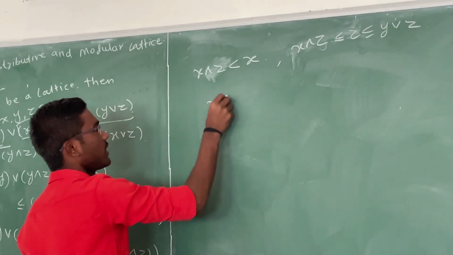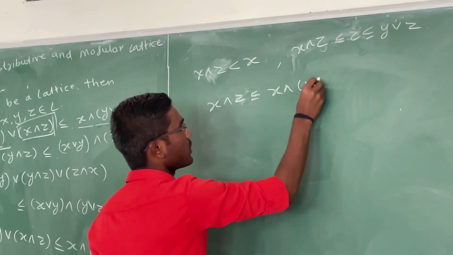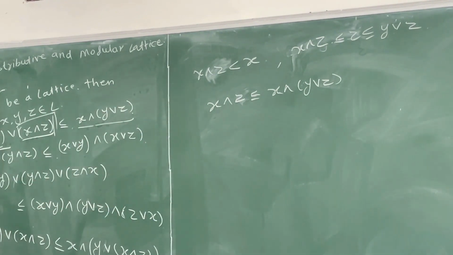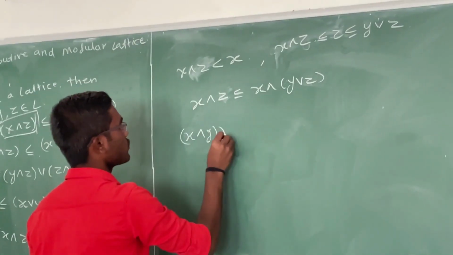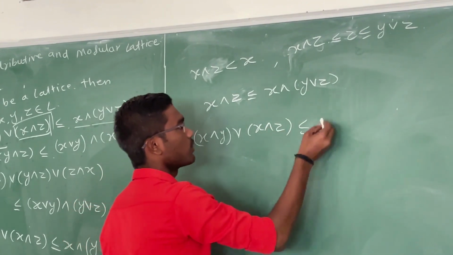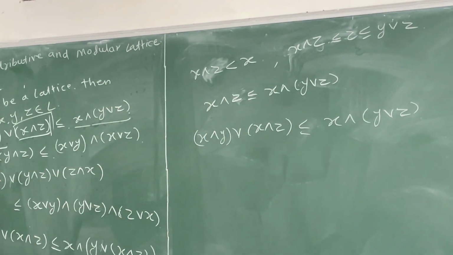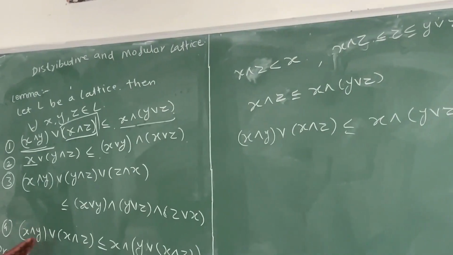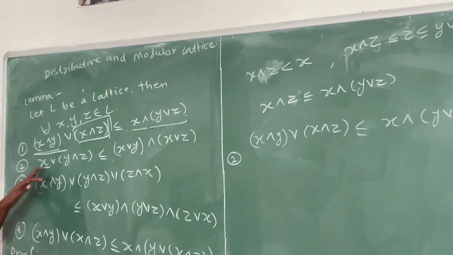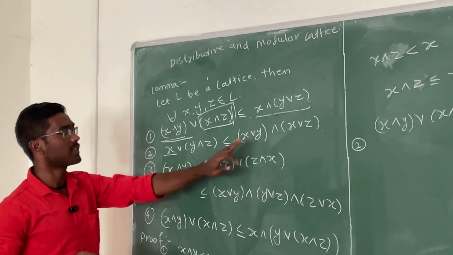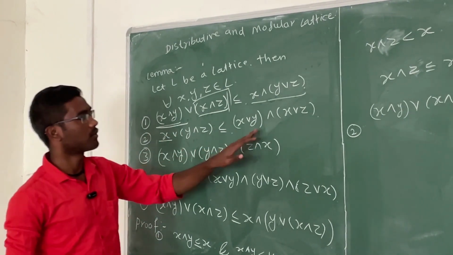And then taking meet x meet y join z, and taking the join of these two, x meet y join x meet z is less than or equal to x meet y join z. First one is proved. Any difficulty so far? Then we will go for the proof of the second one. The idea is the same. We will show firstly this element is less than this, and second this element is less than this, and then we take the join of those two inequalities, and then we can show it easily.